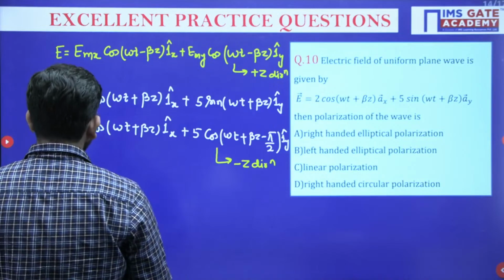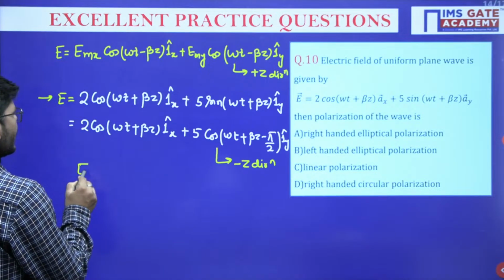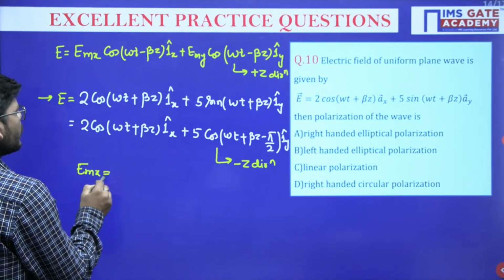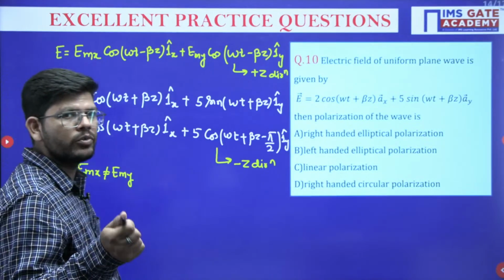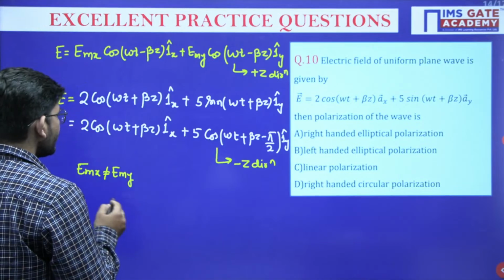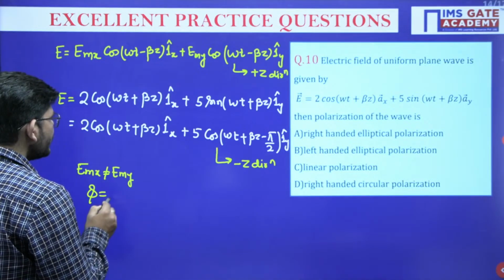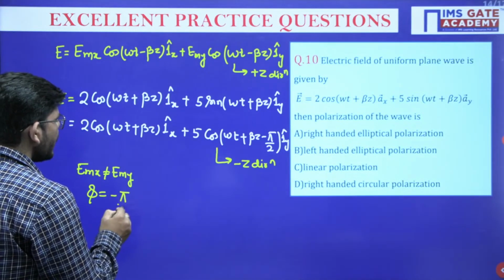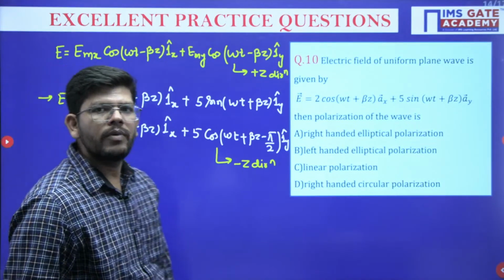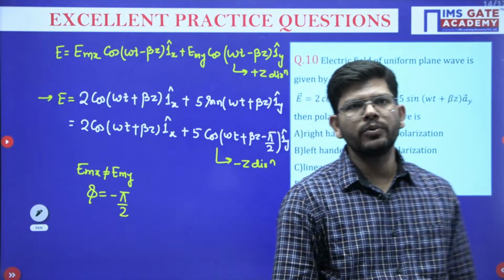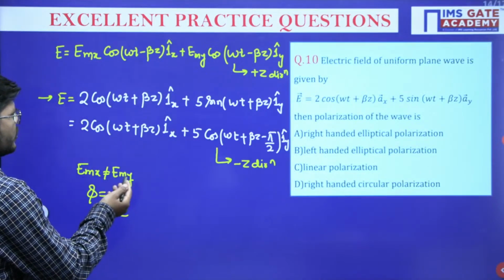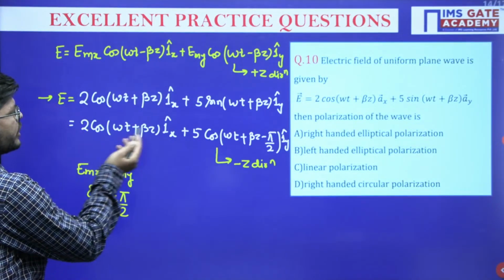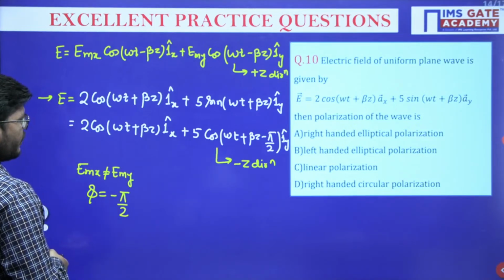Now just see here, if we compare, E of mx is not equal to E of my. So this cannot be circular polarization. Phi is not 0, and here phi is equal to minus pi by 2. So E of mx is not equal to E of my, because 2 is not equal to 5 here.